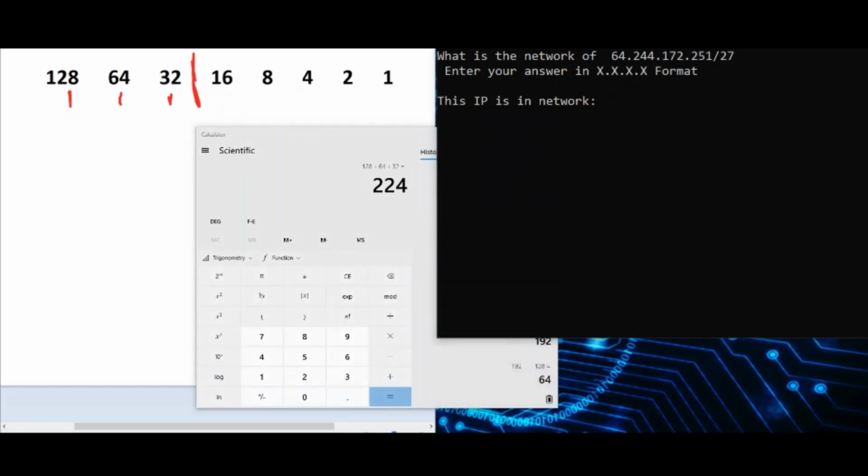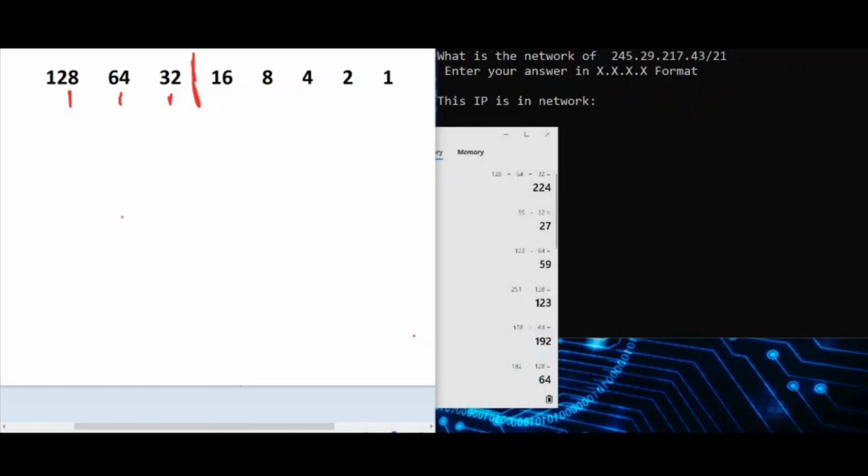224. So the network here is 64.244.172.224. As you can see, that's the right answer. We'll just do one last one. /21. Nice. We got a different one this time.